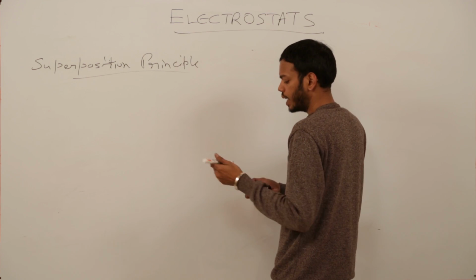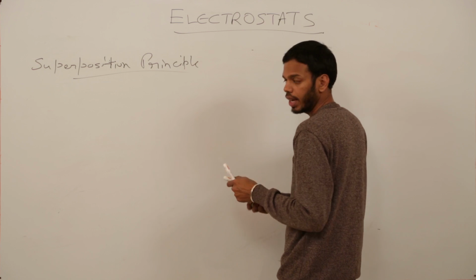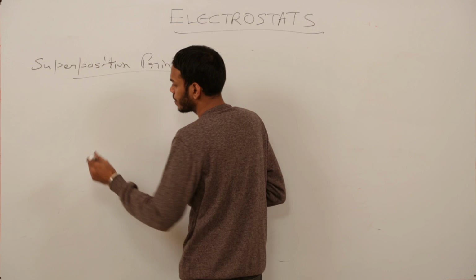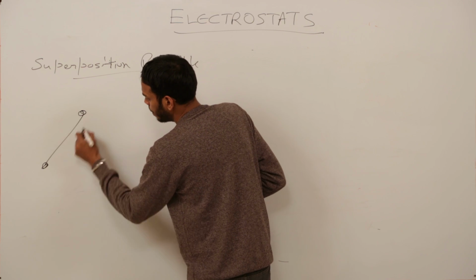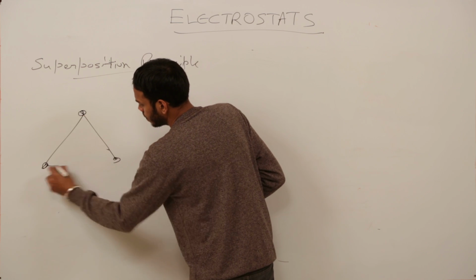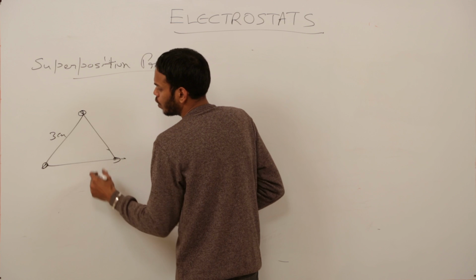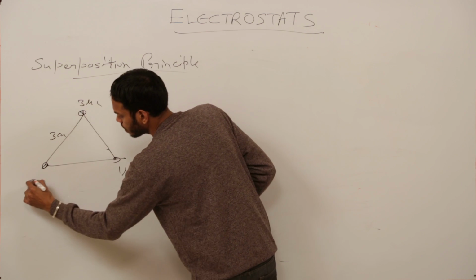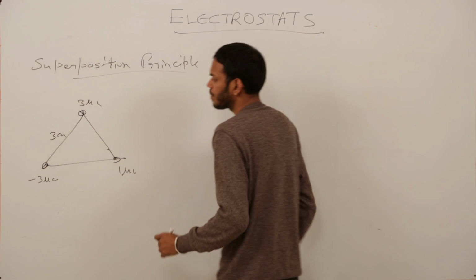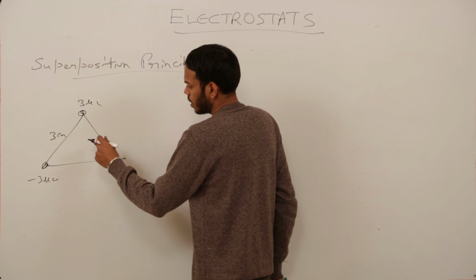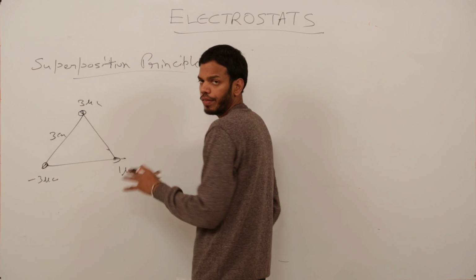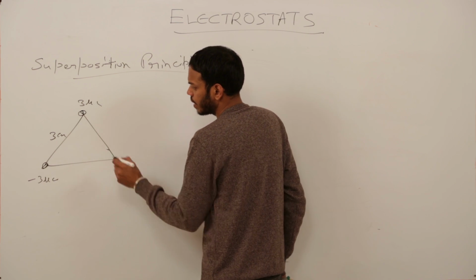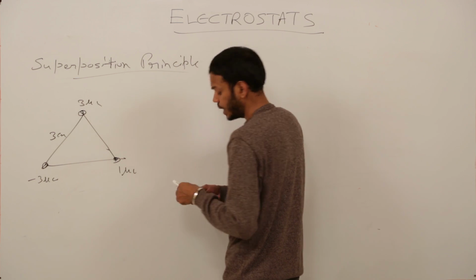Remember the answer what we did? We just did a numerical. The net answer was 30 newtons. See, I'm redrawing my diagram, a bit smaller though. 3 centimeter. What were the charges? 1 microcoulomb, 3 microcoulomb, minus 3 microcoulomb, right? Even if I have taken some wrong value, do it correctly later on. But for now, see the components.